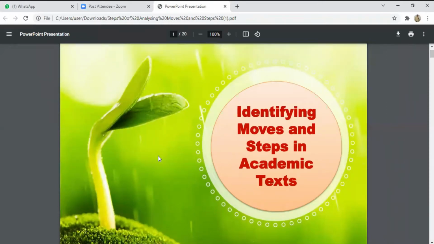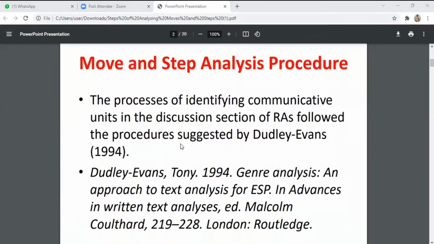So this is the title, the topic for our discussion for this afternoon: how to identify moves and steps in academic text. You have done this on a letter. What you did was to find the model, the format, and then you found an example of a letter suitable with the format, and then analyzed it. So those are the steps of doing it. We are going to look at this in more detail.